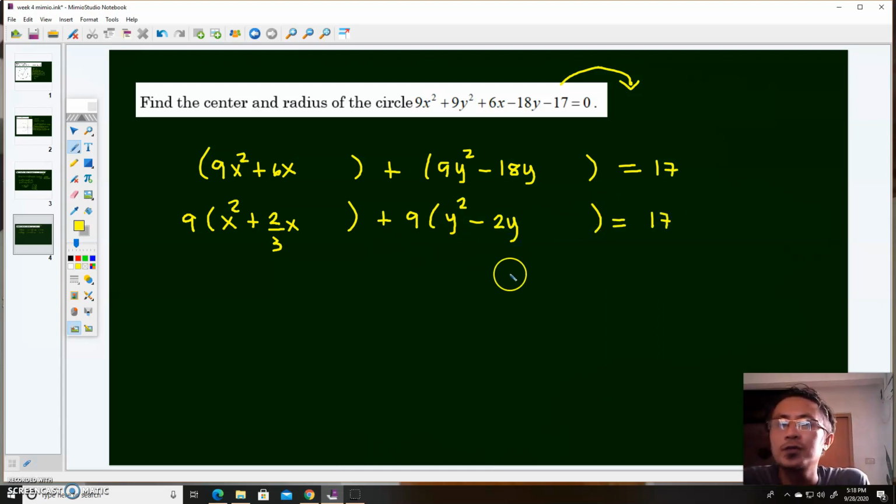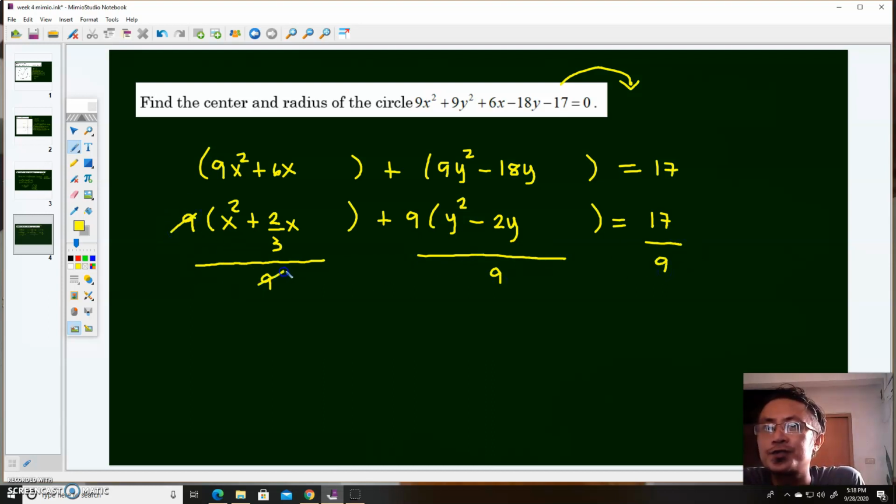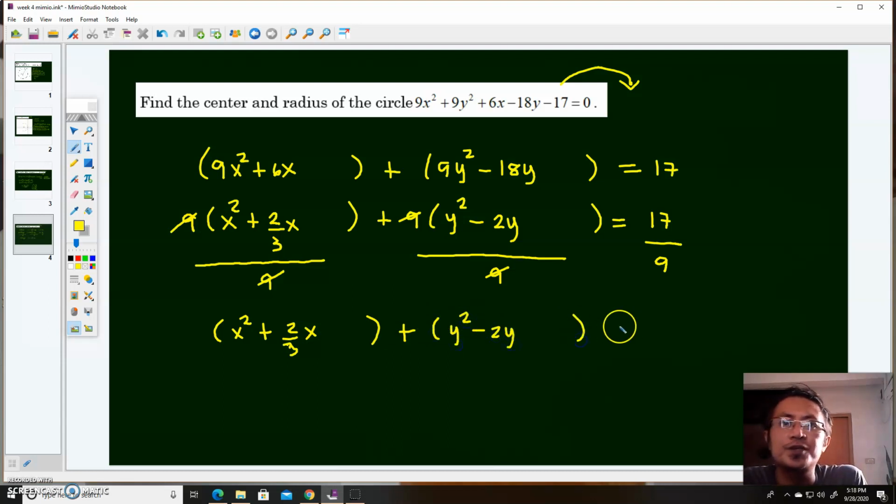Now we will complete the square. Or we can divide everything by 9 first. So dividing by 9, so this would cancel out, of course. We'll be left with x squared plus 2/3 x, and then a space, because we will complete the square later. We have y squared minus 2y. Then leave a space, and the right side is now 17/9.